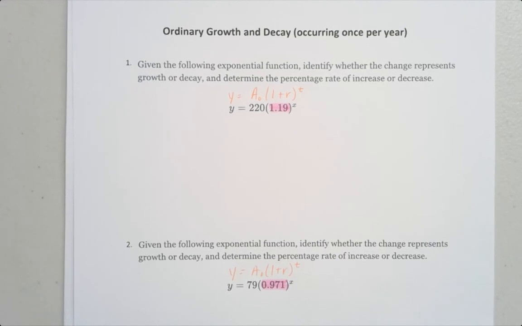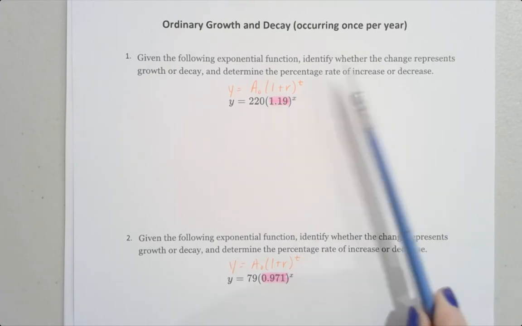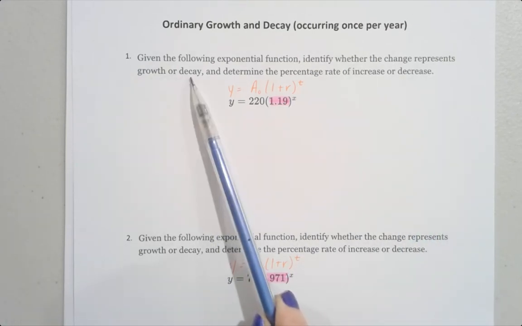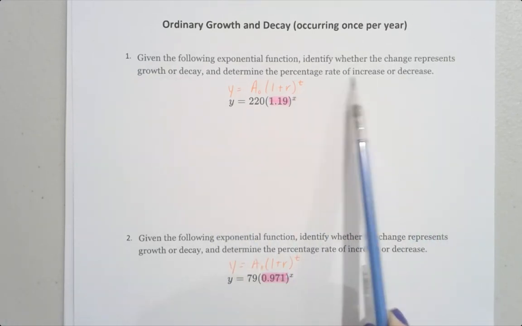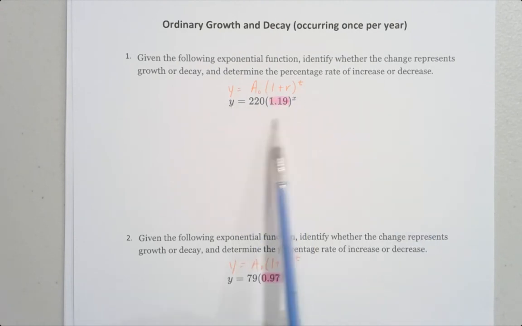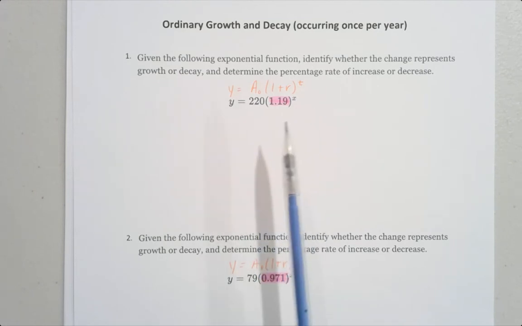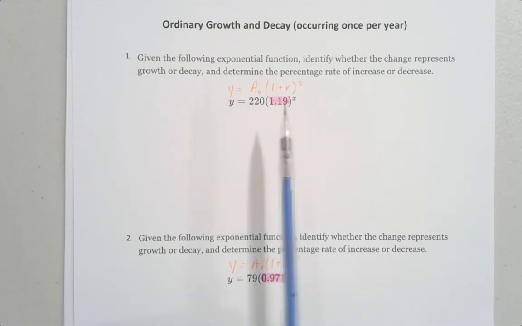All right, so ordinary growth and decay, again, this is occurring once per year. We're going to take a look at this and determine what's what. So given the following exponential function, identify the change that represents growth or decay and determine the percent rate of increase or decrease. So honestly, we don't need to know what the situation represents. If it's money, if it's a population of people, if it's the value of a car, whatever the case might be, we don't need to know.